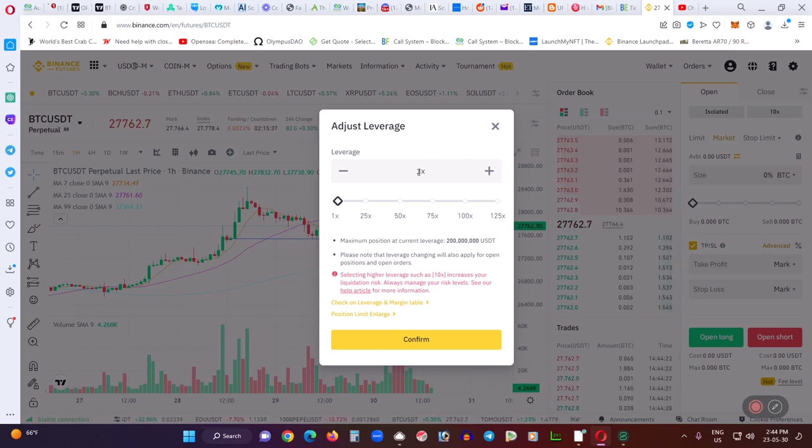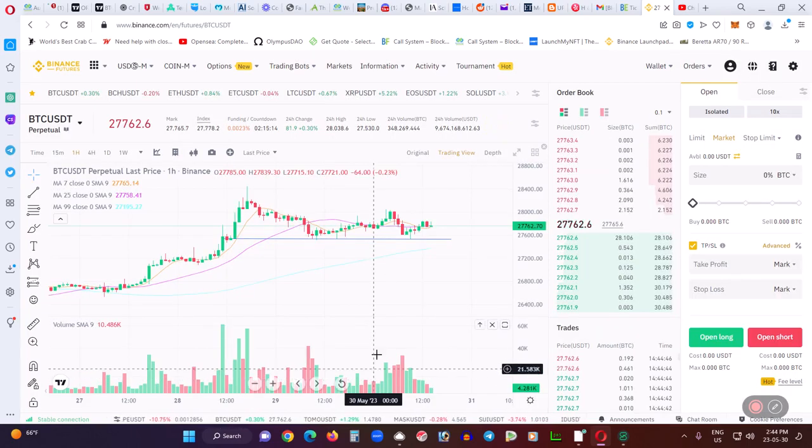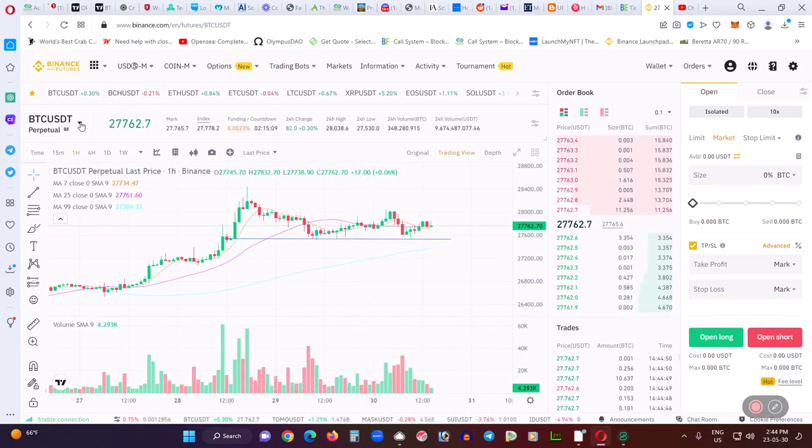So if you're going to use 50x, for example, you better make sure that you're catching the very tops or the very bottoms, because any FOMO is going to be magnified by 50 times, which makes for a really nervous, kind of a difficult trade for most people. So anyway, 3x is generally very safe for most coins.